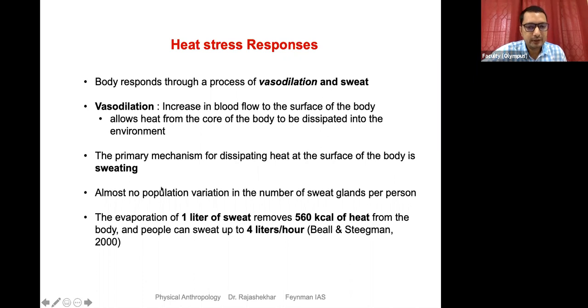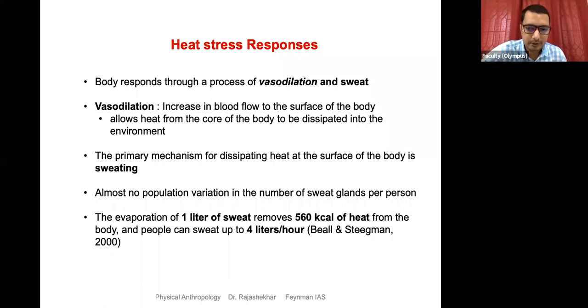But interestingly, we have sweat glands, pores and glands to produce sweat, right? Interestingly, as far as the studies are concerned, it doesn't matter where you are living, the number of sweat glands that we have is more or less constant. The number of sweat glands is not much different, but the output of them seems to be different.